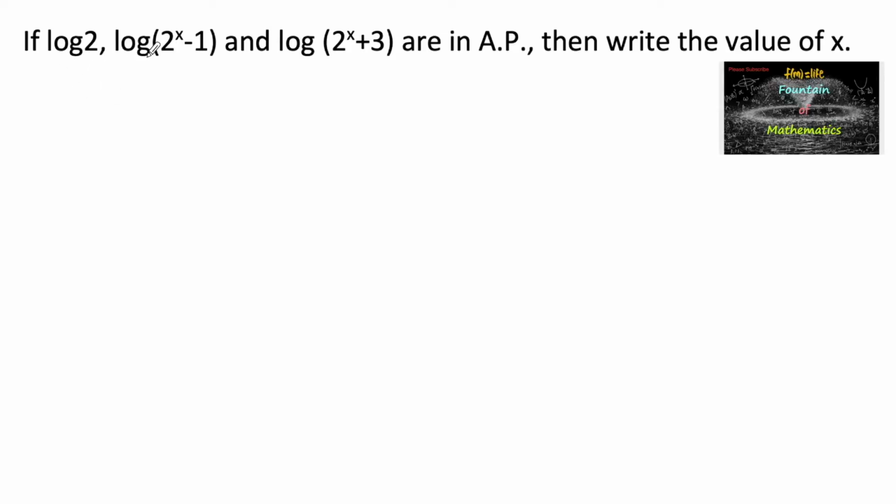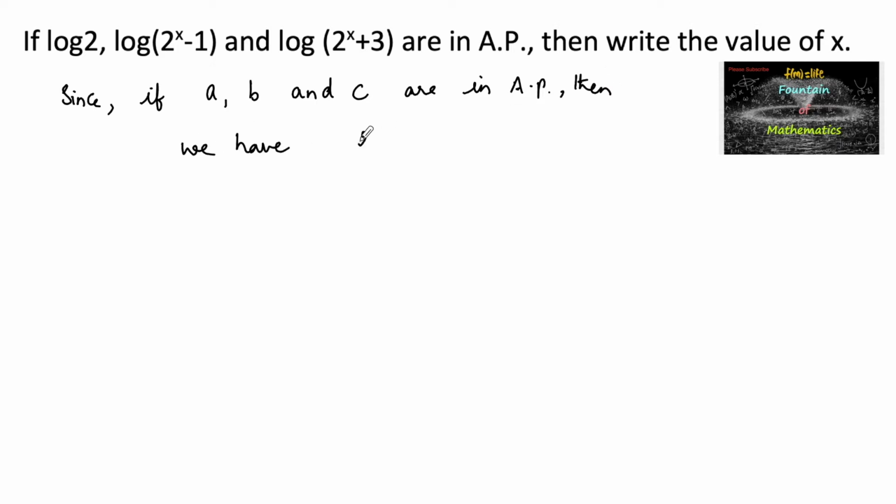If log 2 power x minus 1 and log 2 power x plus 3 are in arithmetic progression AP, then write the value of x. Since we know that if a, b and c are in arithmetic progression, then we have 2 times b is equal to a plus c.